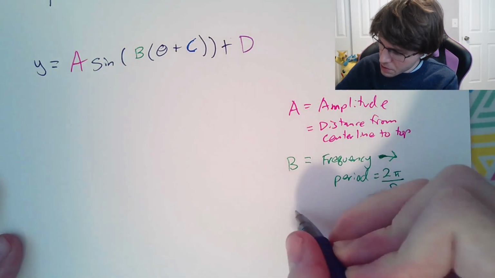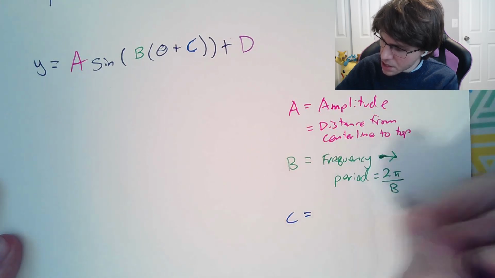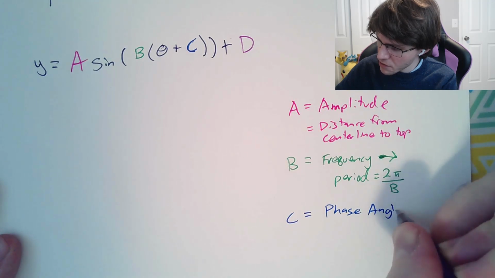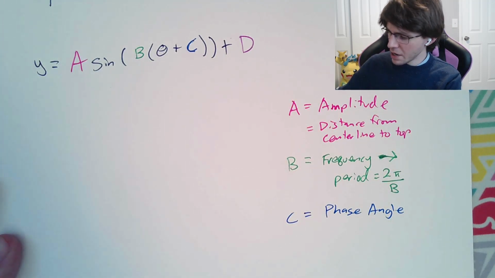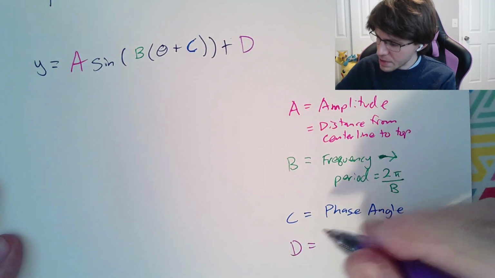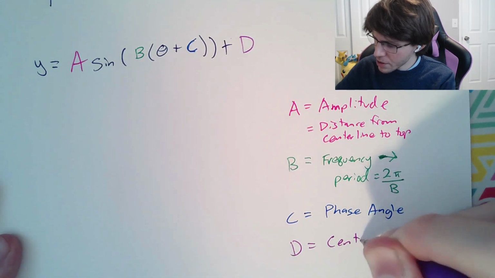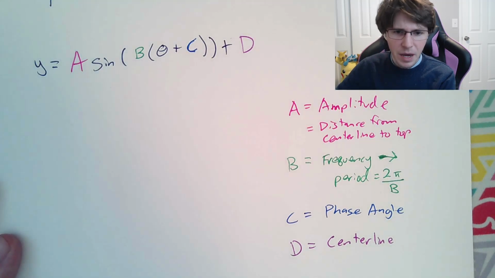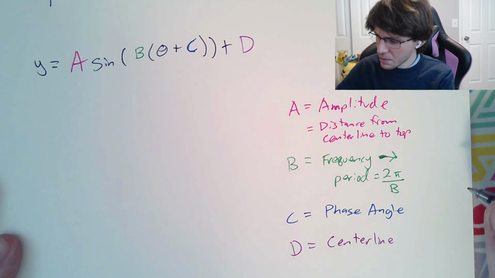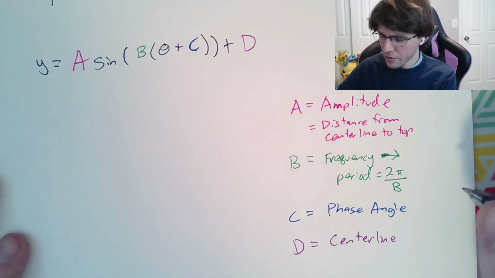The other part of this we want to be understanding is that letter C. We're going to call this guy the phase angle or the phase shift. Arguably the least important in real life, but still does have application. Letter D is going to be the center line. Other books call it the midline. It does not matter which word you use. They mean the same thing. There's really not much else to talk about there. We have these 4 guys.